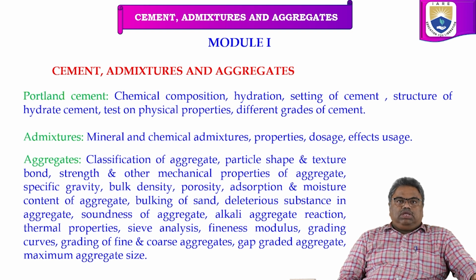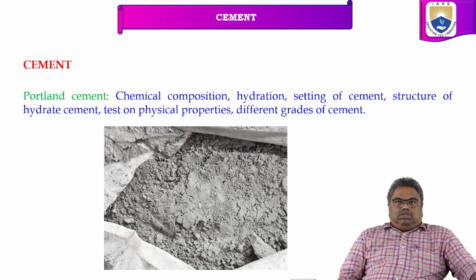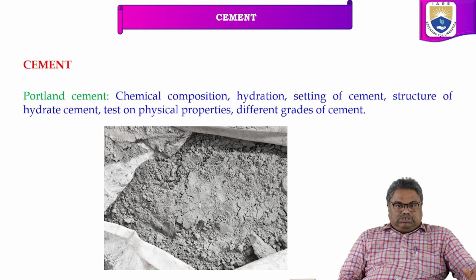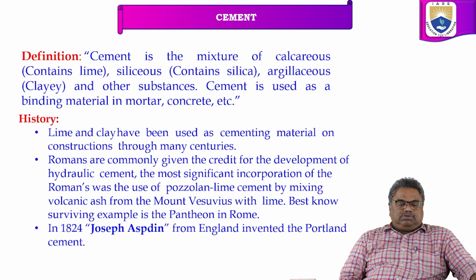So first and foremost thing is cement. So what is cement? We'll discuss in today's class the entire thing about cement. Portland cement, the chemical composition, hydration process, setting of cement, structure of hydrated cement, tests on physical properties and different grades of cement. In this we will discuss all those things. Apart from this, we'll see the manufacturing process. What are the different manufacturing processes of the cement, and what is the chemical composition. Those things we'll discuss.